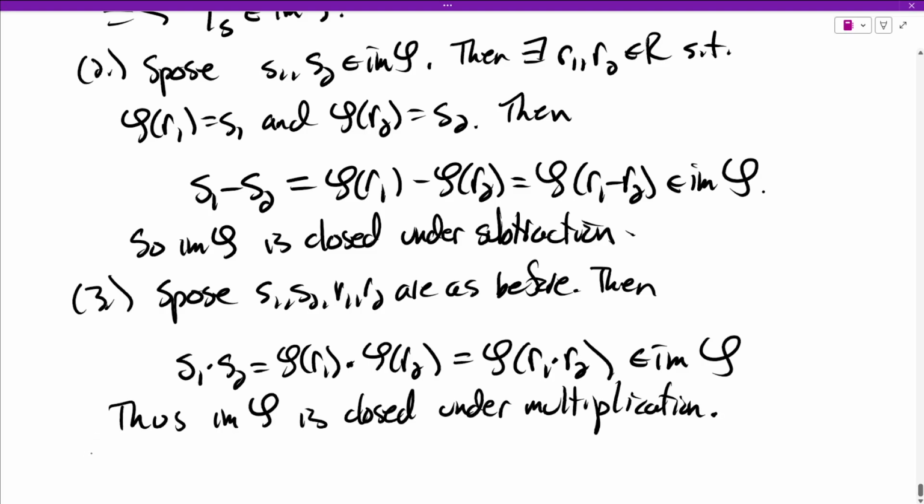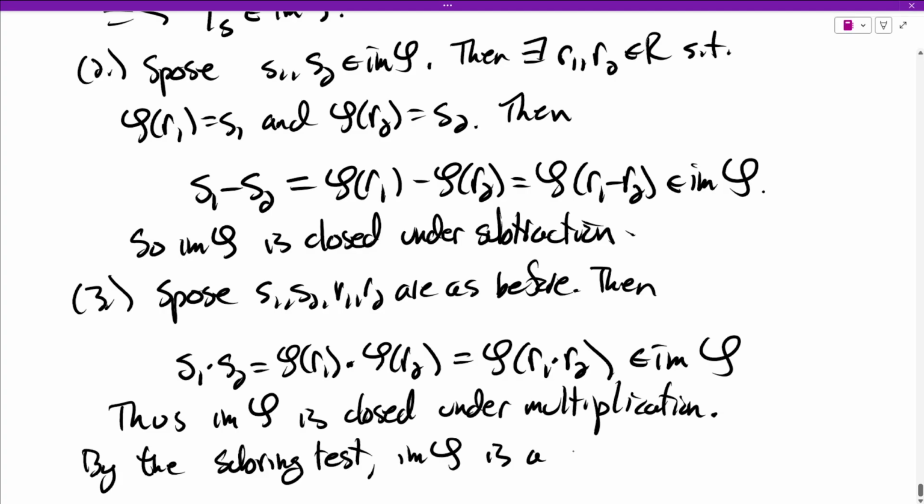Okay. So what do we conclude here? Well, by the subring test, the image is a subring of S. So the subring test, again, is very important. It's always good to have it in the back of our heads.